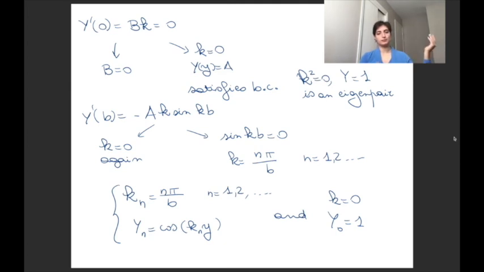So we have one set of eigenpairs that is k_n equal to n pi divided by b, y_n equal to cos k_n y, and one eigenpair that is k equal to 0, y_0 equal to 1. You notice that this k equal to 0, y equal to 1 does fit into our first set if you want to have n starting at 0 instead. So if we add n equal to 0 to our series, then we have all the eigenpairs in just one go.